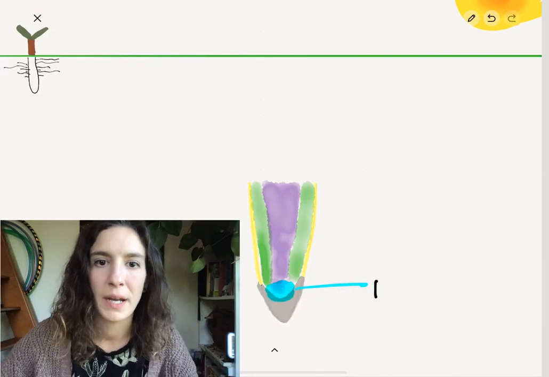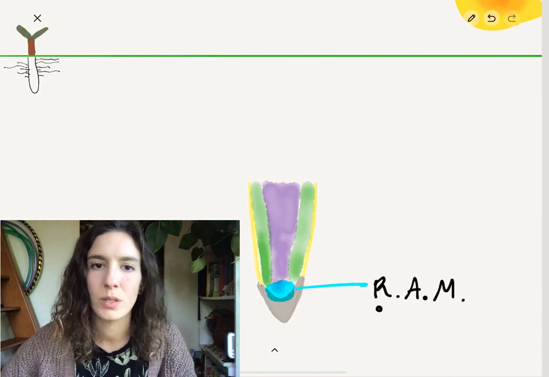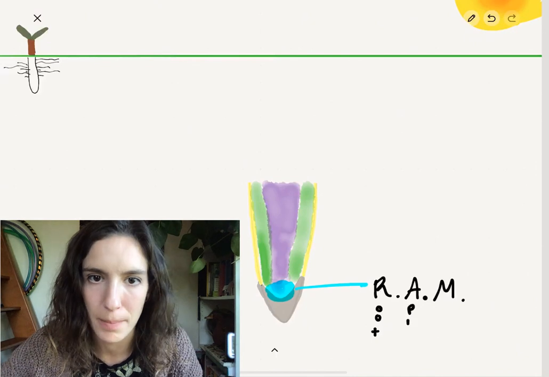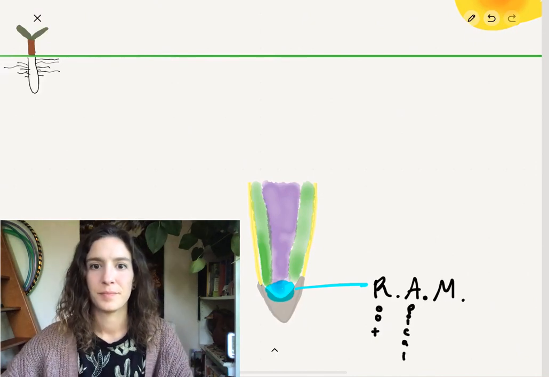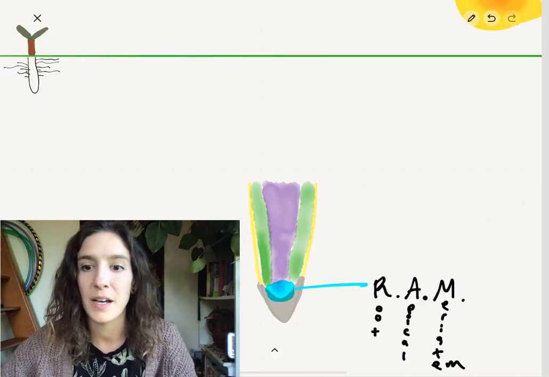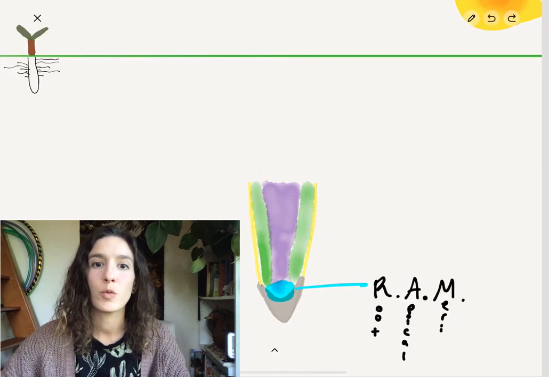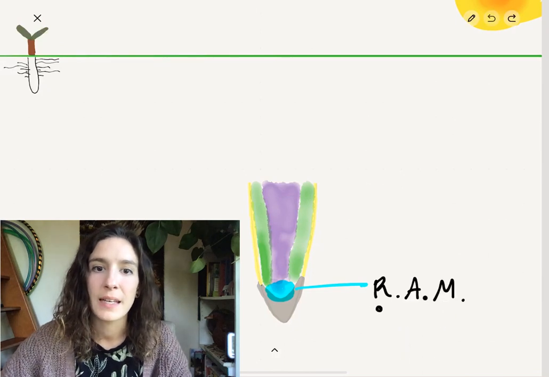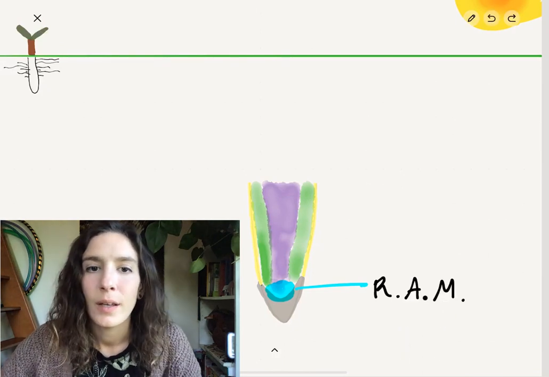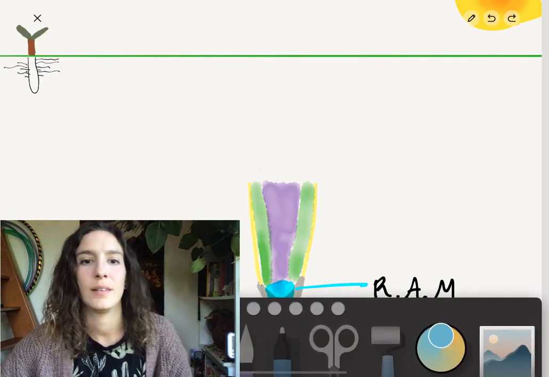So in bright cyan blue, we've got the RAM, the root apical meristem. Now, something I've accidentally left out of these diagrams are the root hairs. The root hairs would be attached on the outside of that light yellow outline, which is about to be labeled.